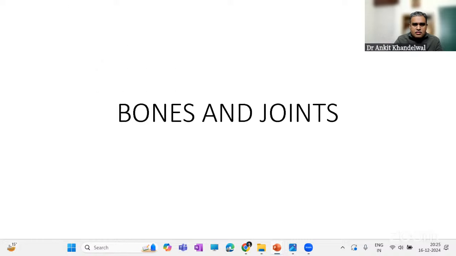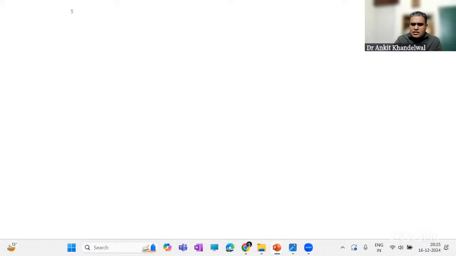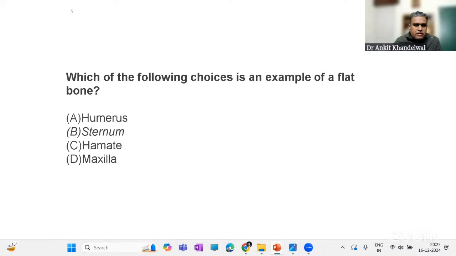Right? Let's see one more regarding bones. Let us see one question from the bones. Then we'll come to the topic. For example, here's a question on the bone. Which of the following choices is an example of a flat bone? Okay, flat bone. Options could be like humerus, sternum, hamate, and maxilla.